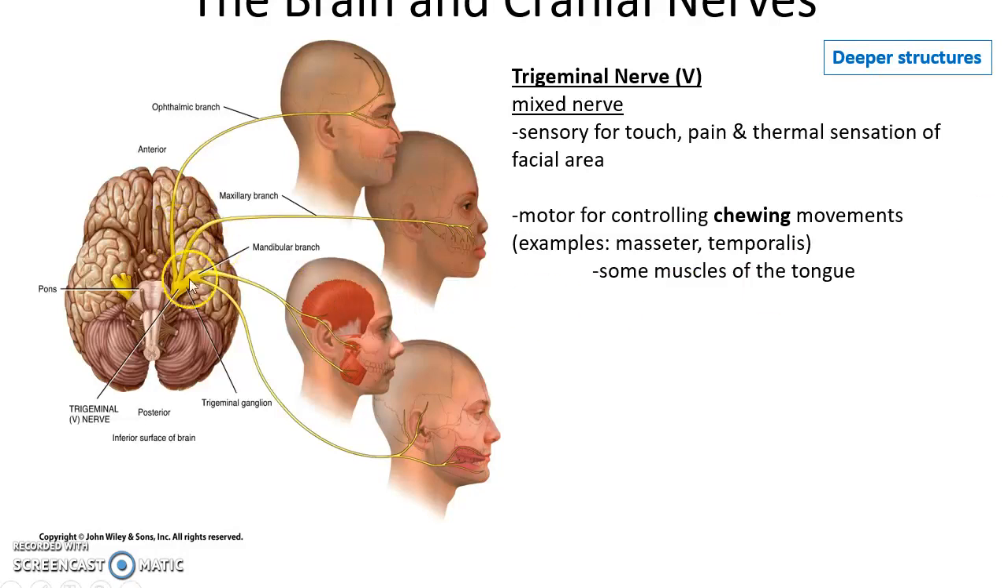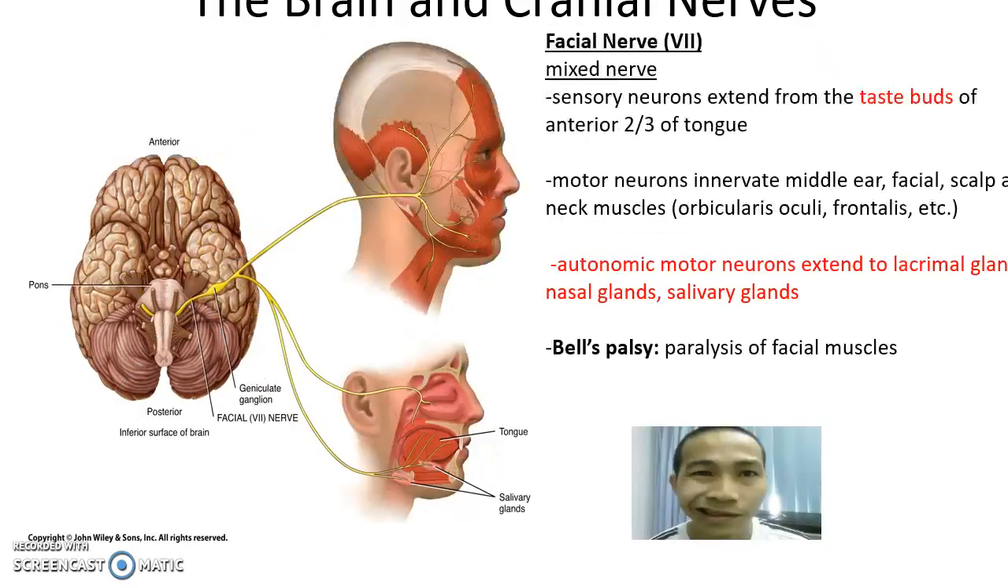Trigeminal because it has three main branches. It helps to do many things. It has the sensory information for touch, pain, and thermal sensation in the facial area, especially the deeper structures like the bones. It helps control the muscles for chewing, such as the masseter muscle and the temporalis, and it has control of some of the muscles in the tongue.